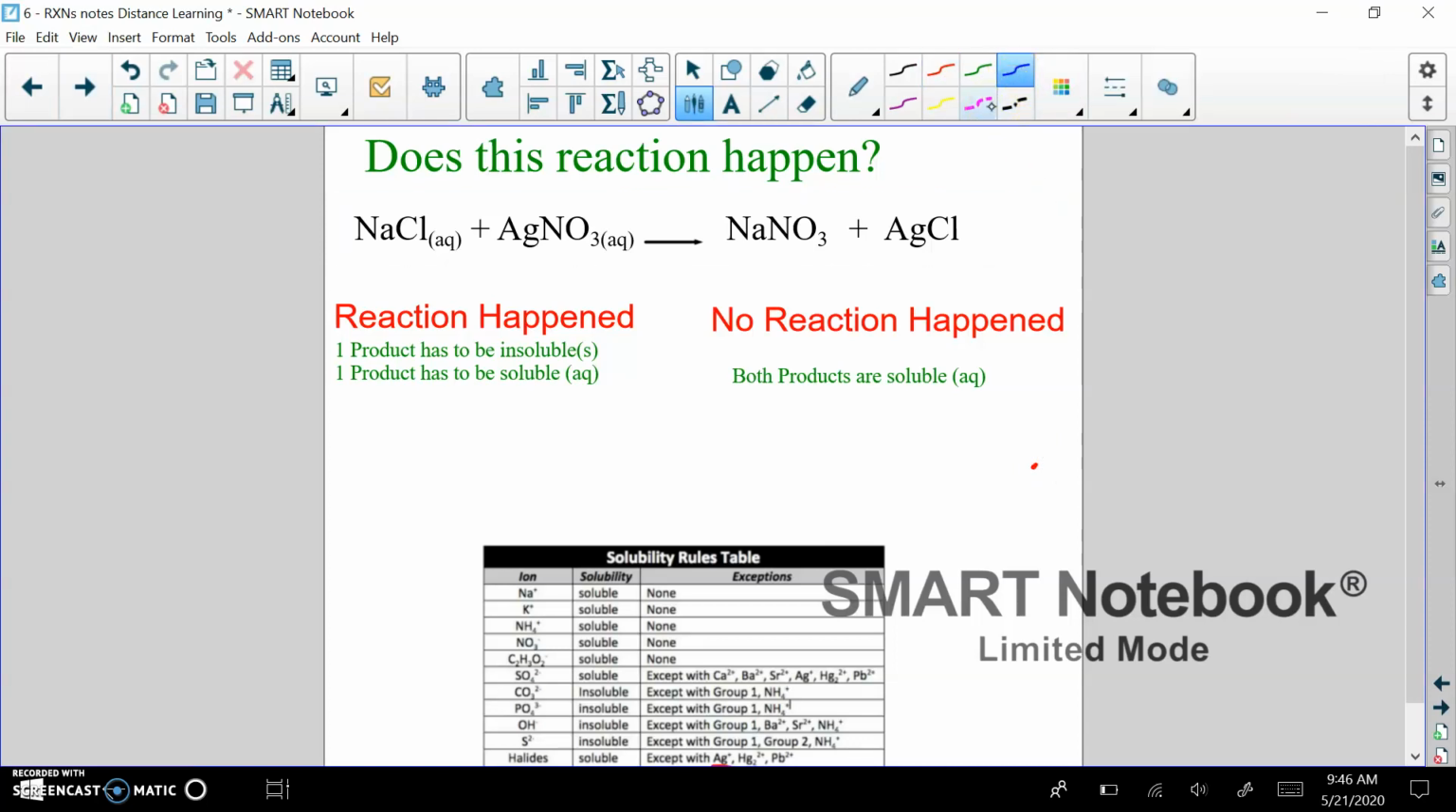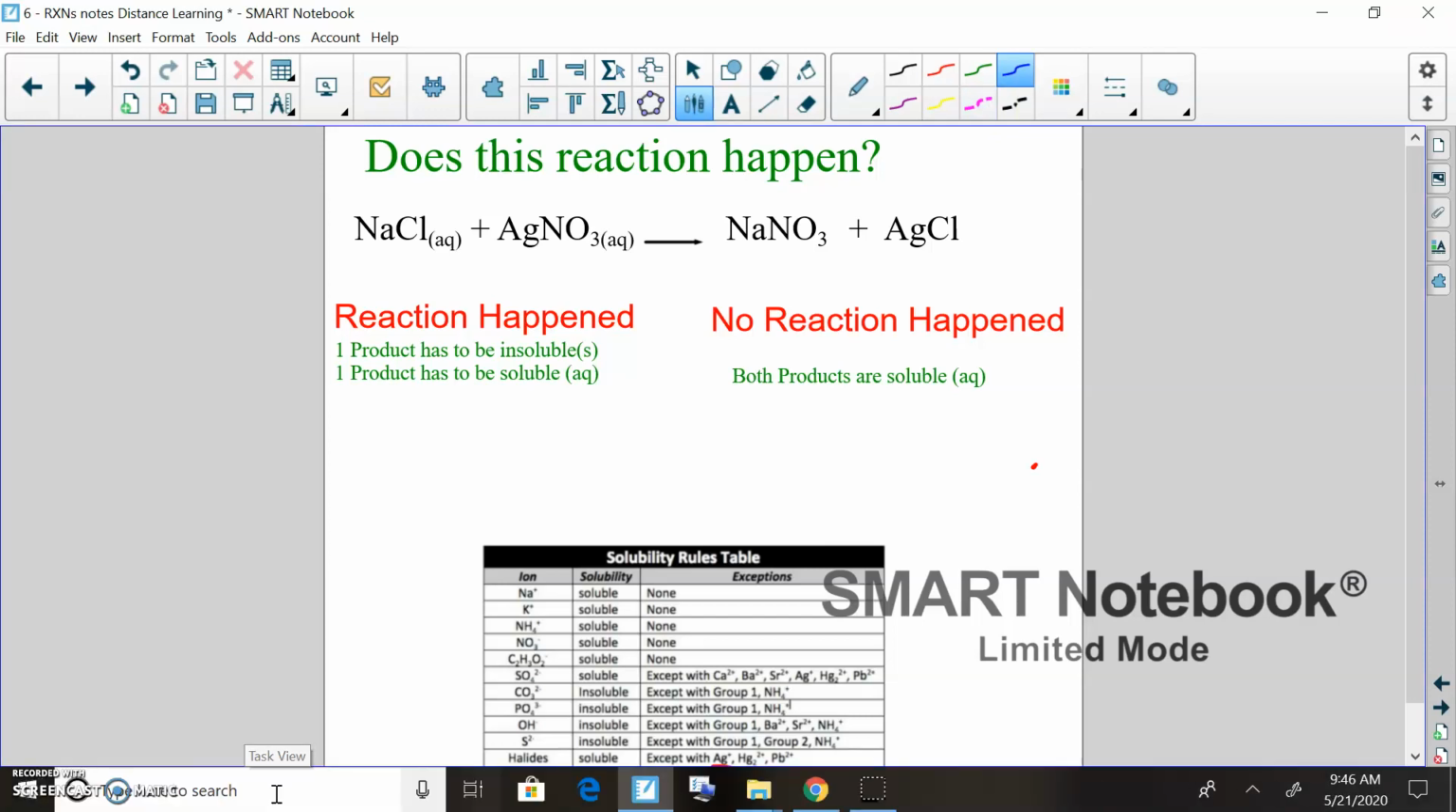All right, so now what we have to talk about is double replacement reactions, and do they actually happen? For a reaction to happen, one of these products has to be a solid and one of them has to be an AQ. No reaction happened if both products are AQ. So if both of them are AQ, nothing happened.